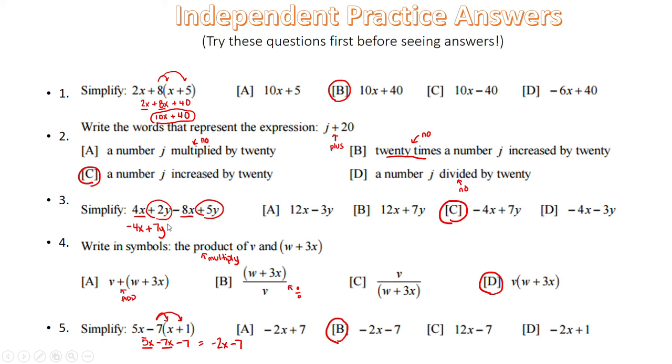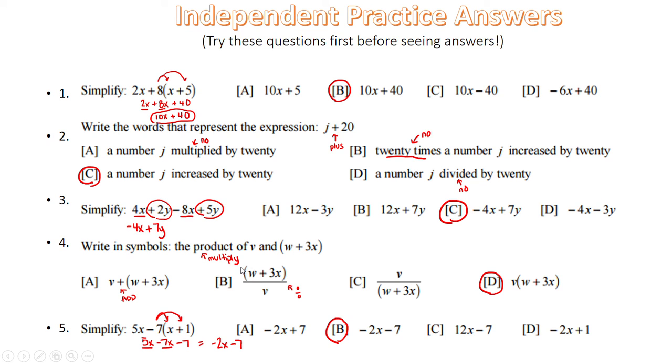On number 3, I need to combine my y's together. Positive 2 plus 5 is going to be positive 7y. And then 4x minus 8x comes out to be negative 4x. So my answer is C.